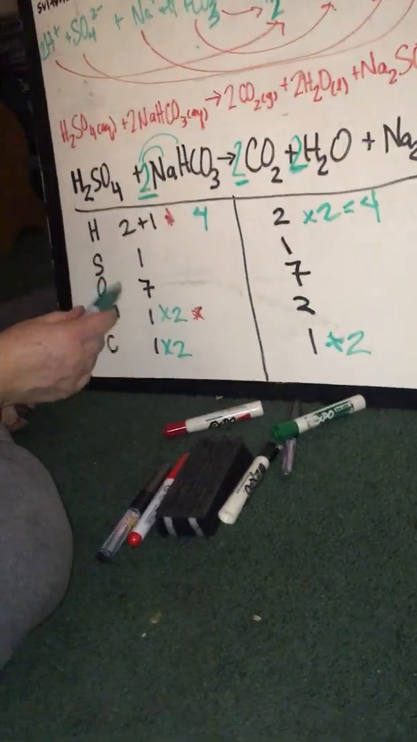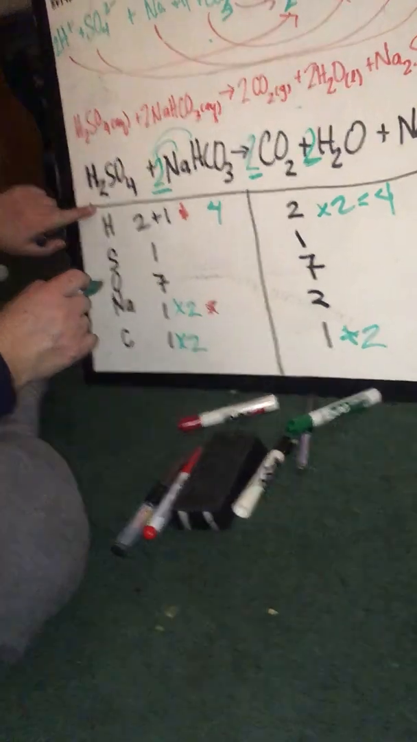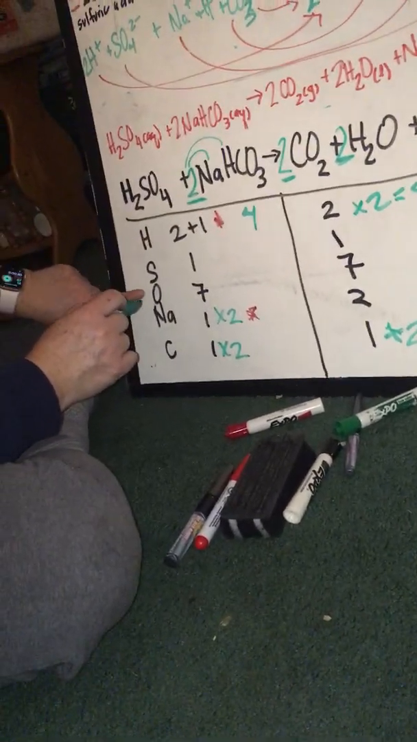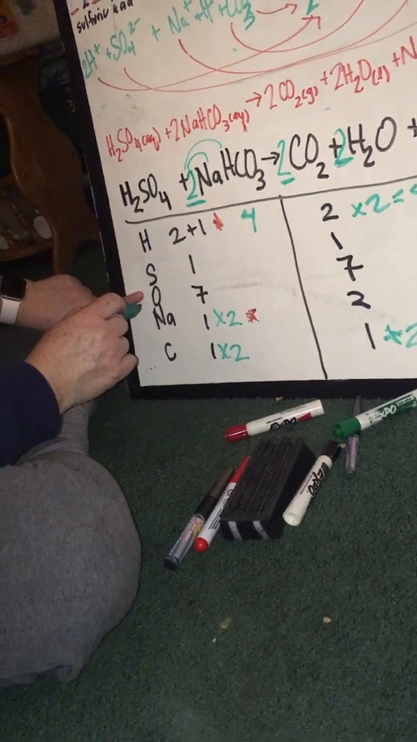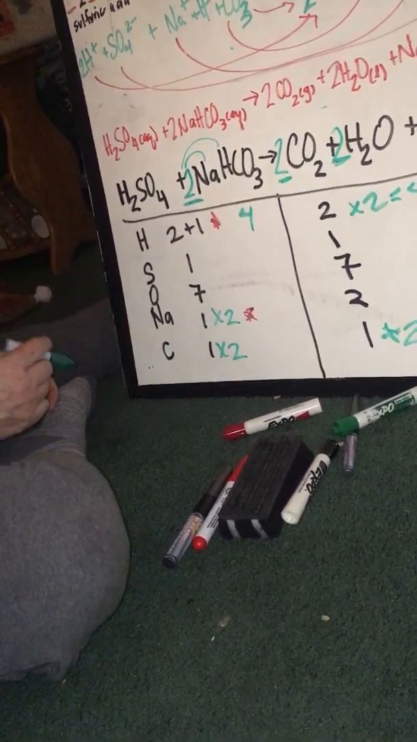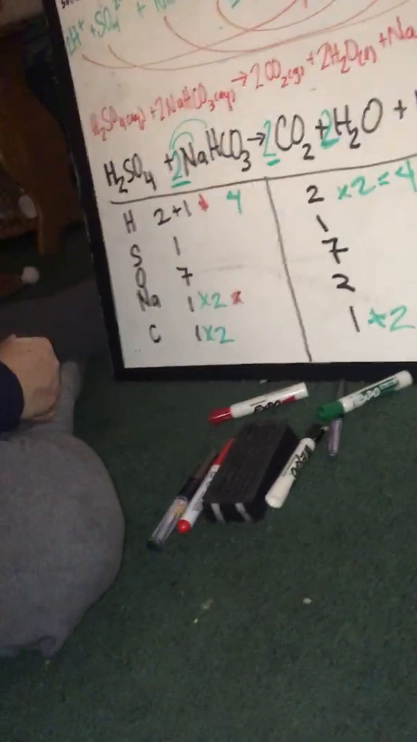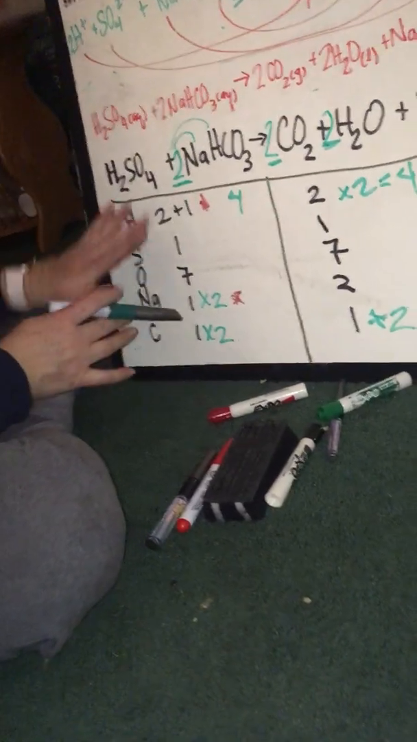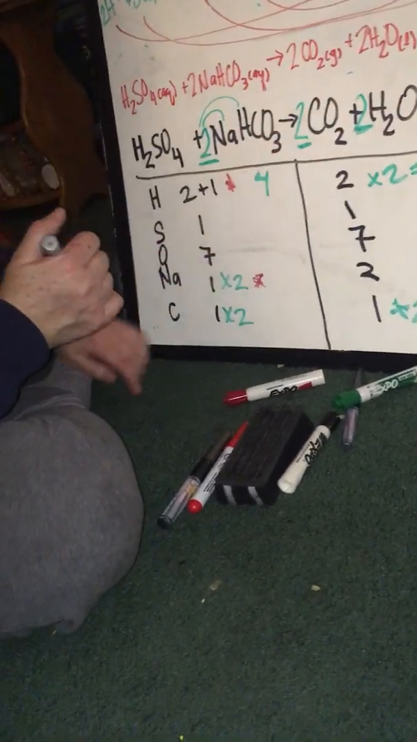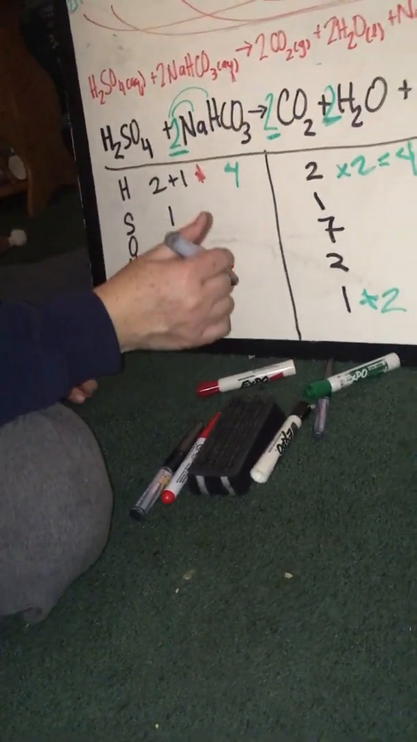Okay, so my sulfurs are still balanced. My oxygens are balanced, my sodium is balanced, and my carbon is balanced. So I am done. I think the hardest part is understanding where the products are, and once you do that, then it's a little bit of algebra.